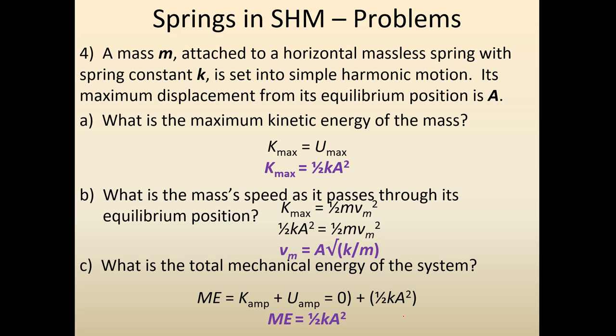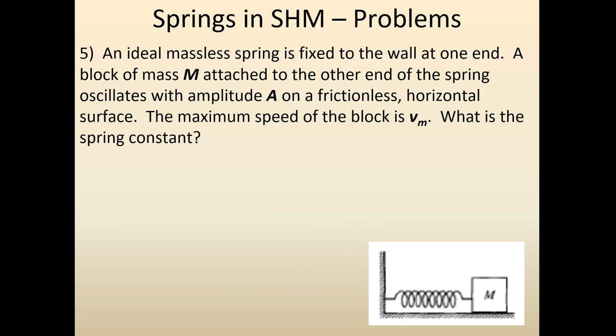If you try to add max potential plus max kinetic, you would have double counted essentially. You would have gotten k A squared and been off by a factor of two. So you want to be careful with that. When you're doing energy like this, you're picking one specific point and you're adding the energy at that location. So again, either pick the amplitude or pick the equilibrium point. Here's the next question. Pause video, work it up, and we'll go over it in a second.